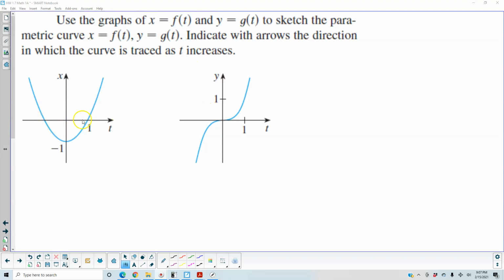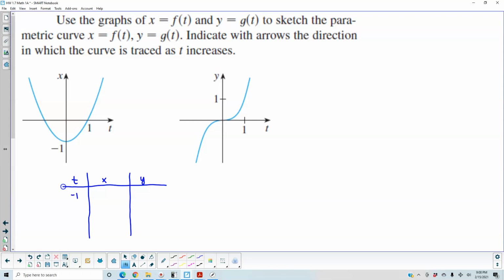So let's start over here on the left. We can see that the horizontal axis represents t. Here the vertical is x on the left, y on the right. So let's take a look at what this table would look like so we can figure out how to draw our parametric curve. Okay, so we can start over on the left for when t is equal to -1.